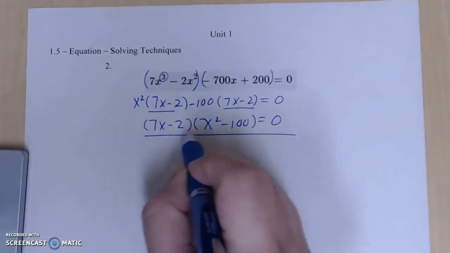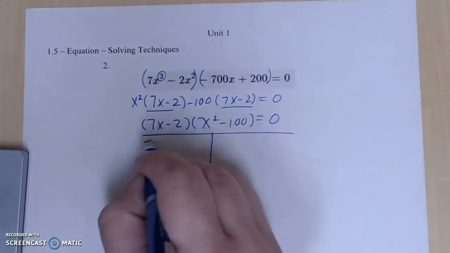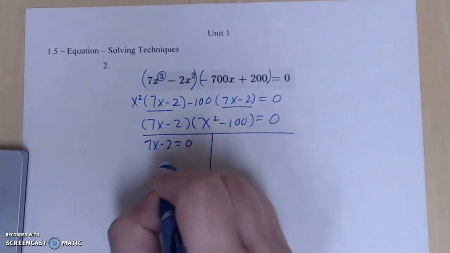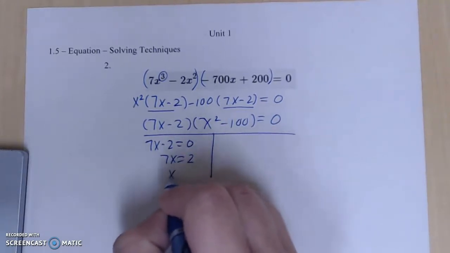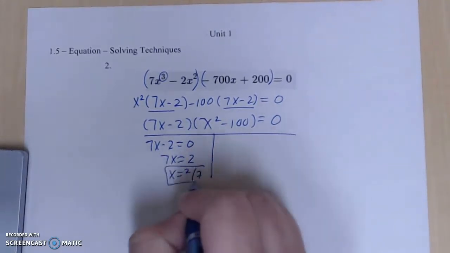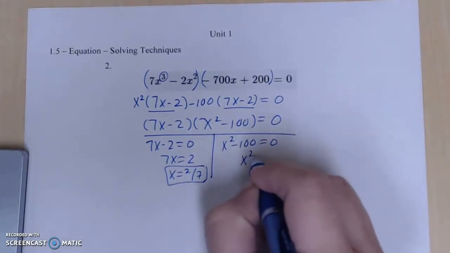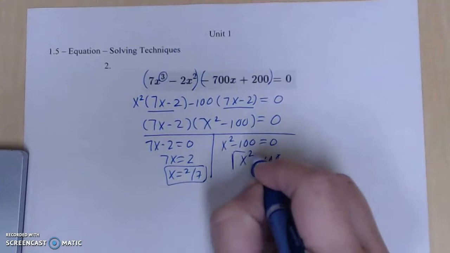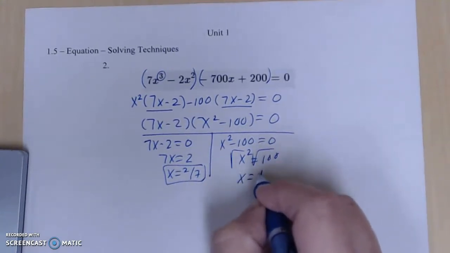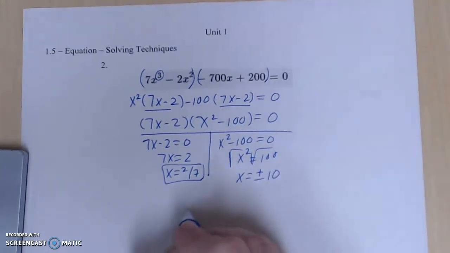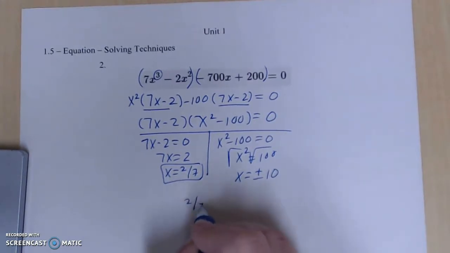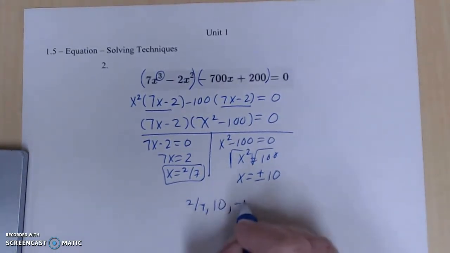So now that I have something times something to give me 0, just like with a quadratic, I'm going to solve these two individual problems. So I get x to be 2/7. Over here, I solved this one out a little bit better than the last example we did. We have a positive number over here, so x would be plus or minus 10. So my answers for this would be 2/7, comma, 10, comma, negative 10.